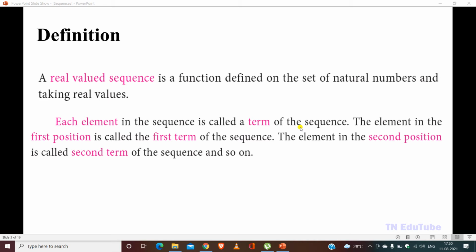Okay. In the sequence 1, 3, 5, 7, etc., each number is called a term. The element in the first position is called the first term. Okay. First element is called the first term of the sequence. The element in the second position is called the second term. The nth position is called the nth term.